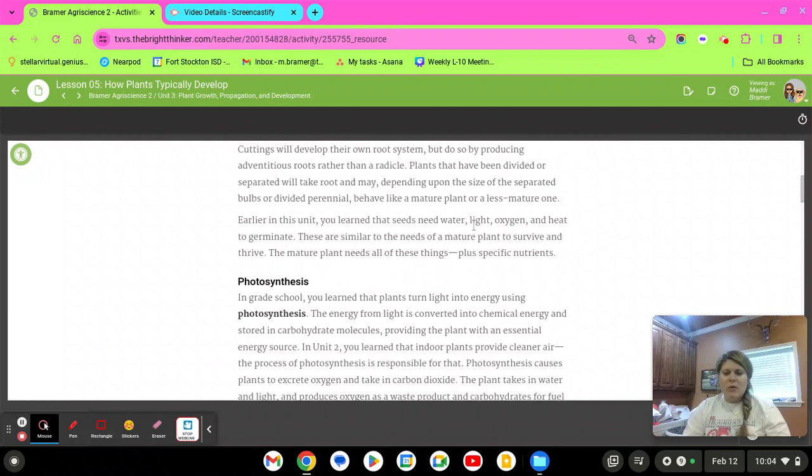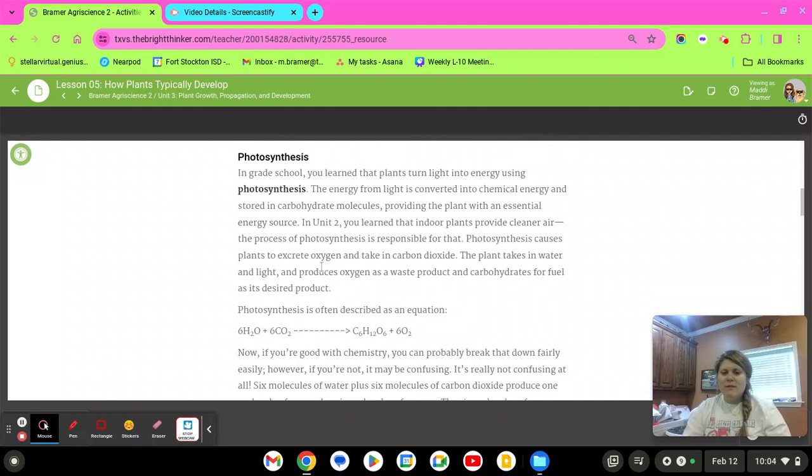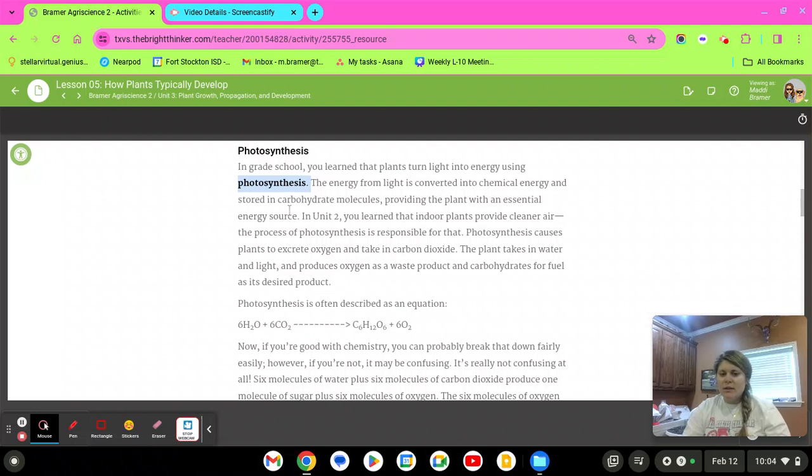They need water, light, oxygen, and heat to germinate. These are similar to the needs of a mature plant to survive and thrive. A mature plant needs all of these things plus certain nutrients. Photosynthesis, you should know, is turning light into energy. Energy from light is converted into chemical energy and stored in carb molecules. They provide the plant with an energy source.